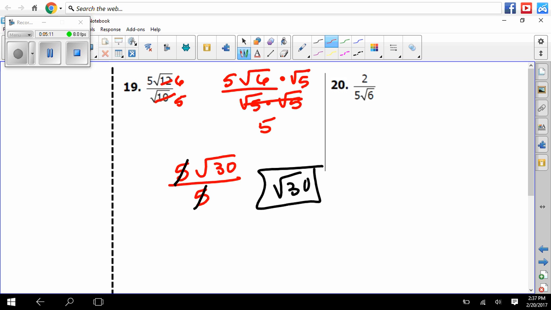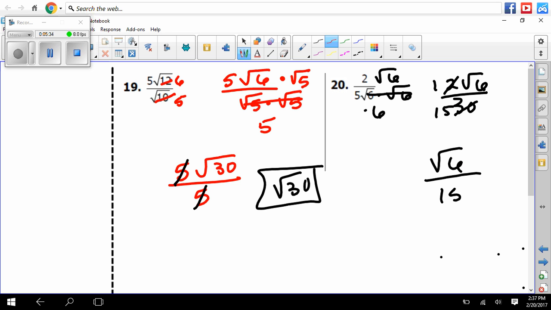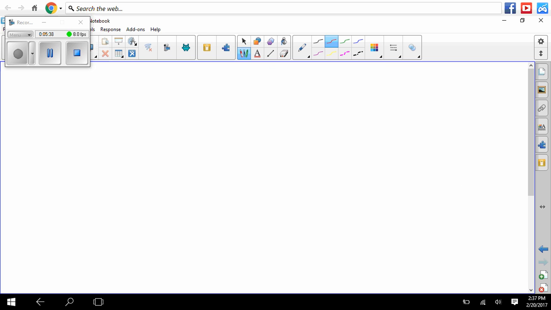And the last one, that's on the outside, and that's on the outside. 6 does not break down, but we're going to multiply by radical 6 to rationalize down to the 6. So 5 times 6 is 30. And on top I have 2 radical 6. And again, that reduces to 1 over 15. So radical 6 over 15. That's it.